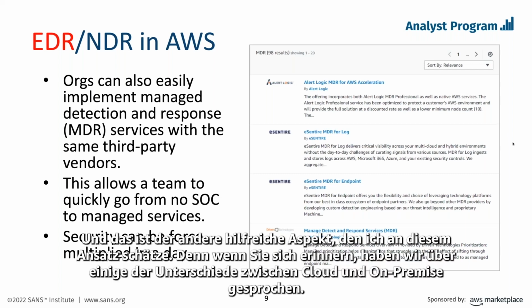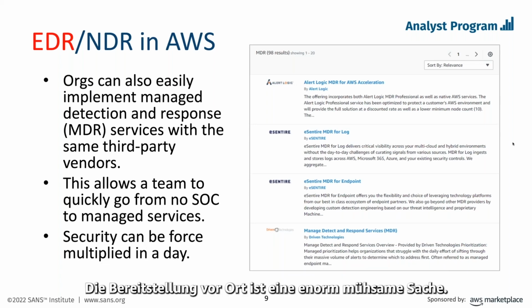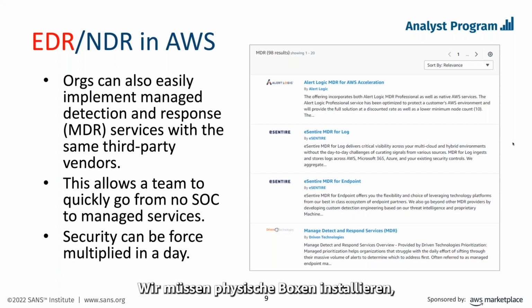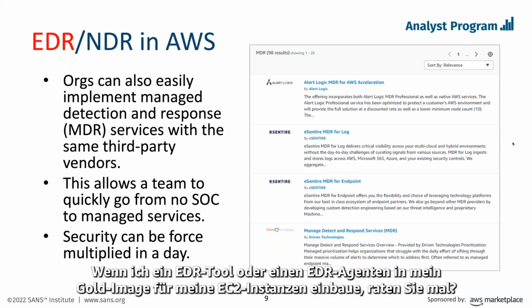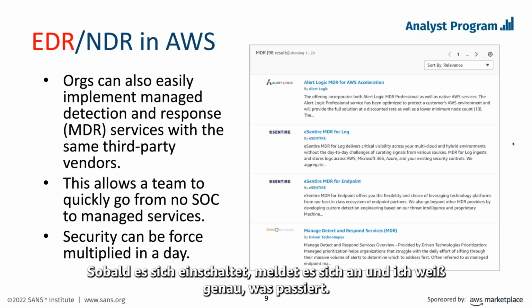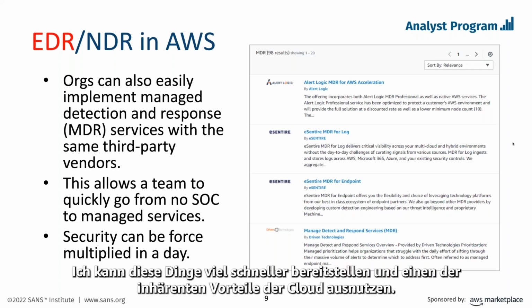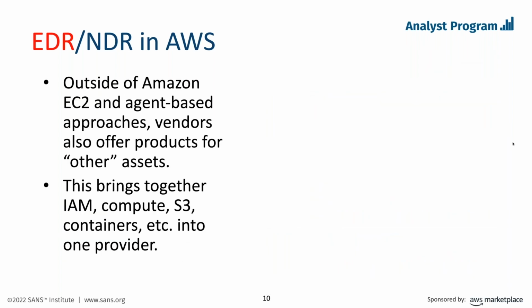Because if you remember, we talked about some of the differences between cloud and on-prem. Deploying across on-prem is a very, very cumbersome thing. We've got to get physical boxes installed. We've got to go into the server room. We've got to deploy agents, group policies, get IT permissions, and so on. If I build an EDR agent into my gold image for my EC2 instances, guess what? As soon as it turns on, it's checking in, and I know exactly what's happening. I can deploy these things much faster and take advantage of one of the inherent benefits of the cloud.